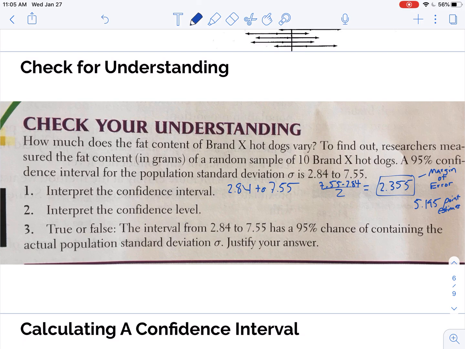But the 95% figure means we're running this over and over and over. 95% of our samples, the way we run this, would end up containing the actual value.